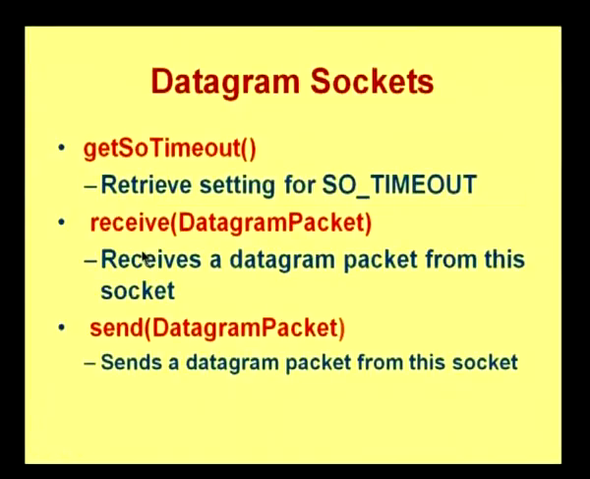Next is the receive method. The receive method accepts a datagram packet as the parameter, and receives a datagram packet from the socket. Next is the send method, which sends a datagram packet from this socket. Before we call the receive method or the send method, we ensure that the datagram packet is available. If I am calling my receive method, it means that from your client end you have received a datagram packet. If you are trying to send a datagram packet, we should ensure that a datagram packet has been created and we are sending the already created datagram packet.